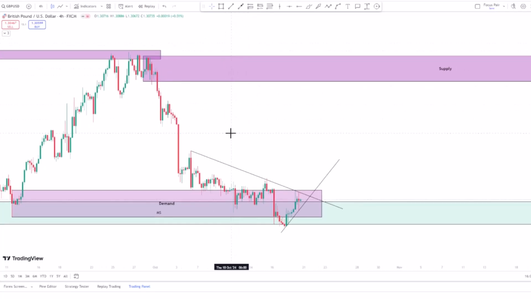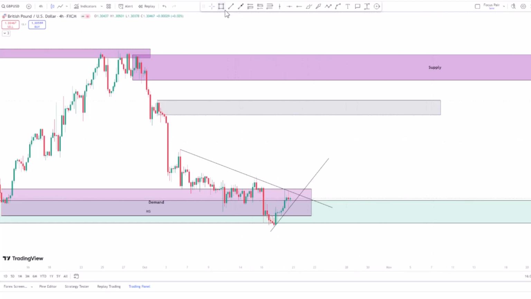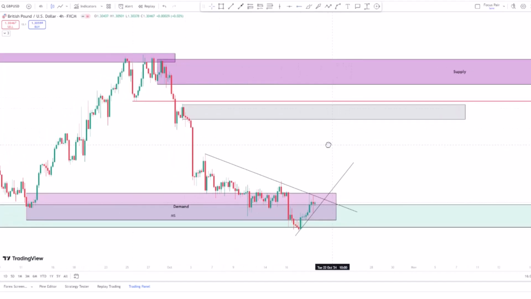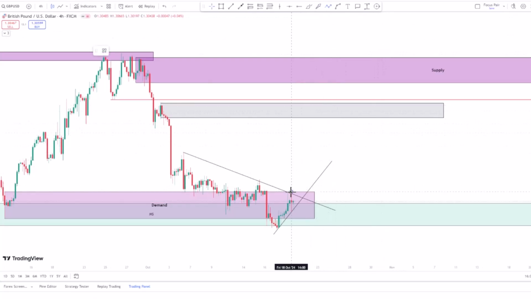On this 4-hour, I can see we have a supply level lying around this place here. So that is where I'll be looking at price again. Then I saw this key level as well. So these are what I'll be using. If price gets to this point and is expected to drop, I'll be looking at price reaction within these two areas. Then if price respects it, I'll be looking for price to drop from that point again.